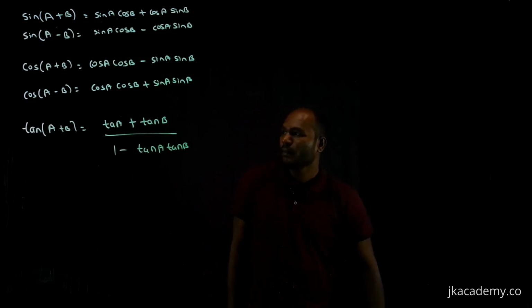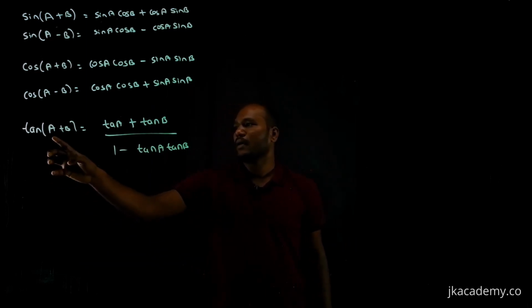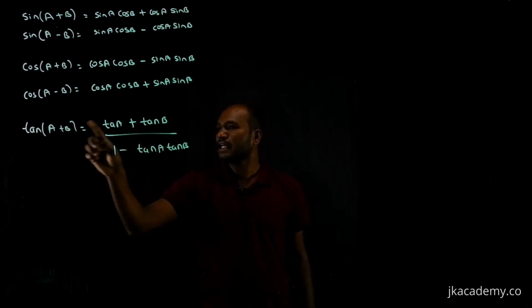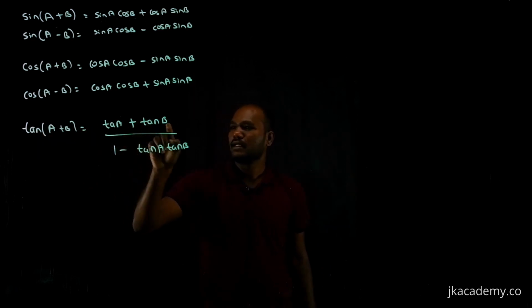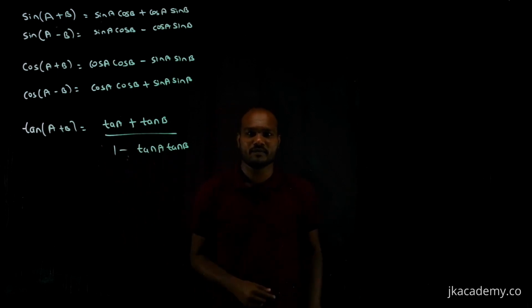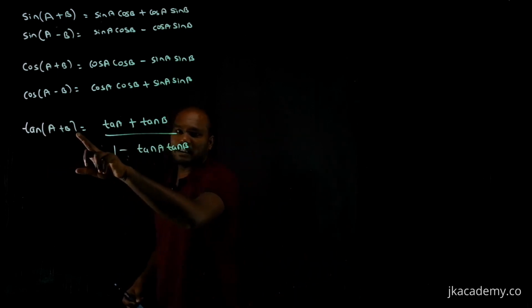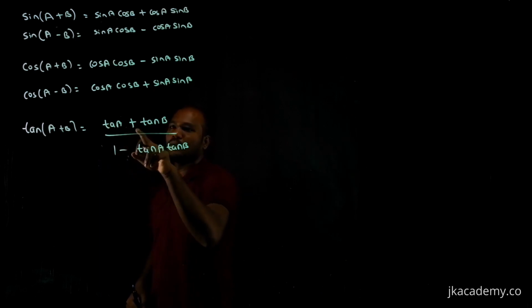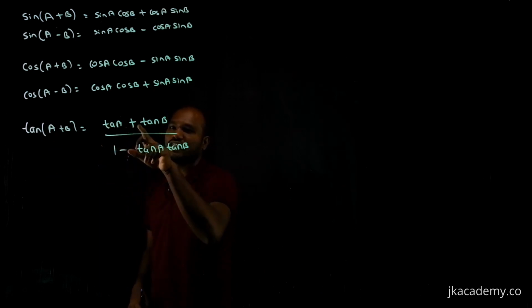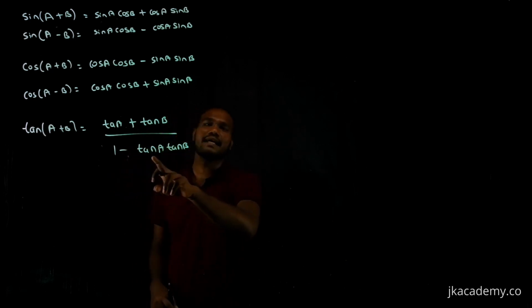See, the formula is simple. Tan of A plus B is tan A plus tan B, divided by 1 minus tan A tan B. If there is a plus in the numerator, take a minus in the denominator. Again, tan of A plus B is tan A plus tan B divided by 1 minus tan A tan B.